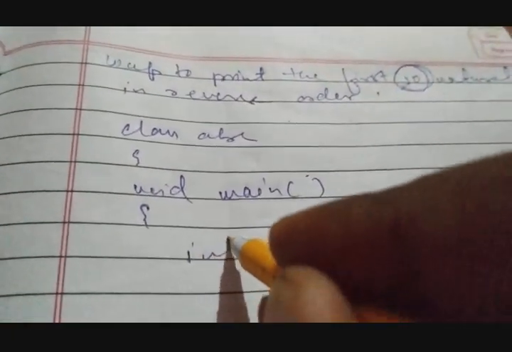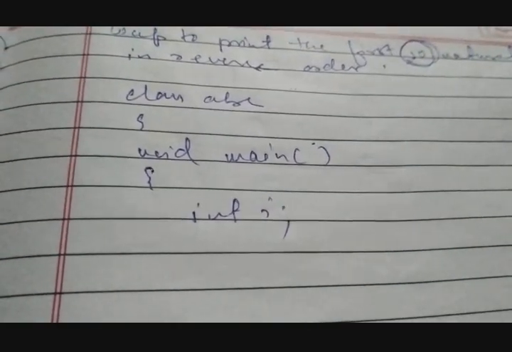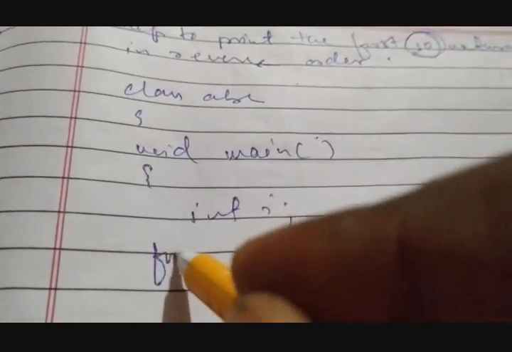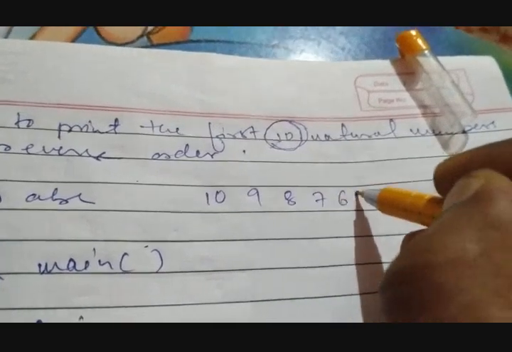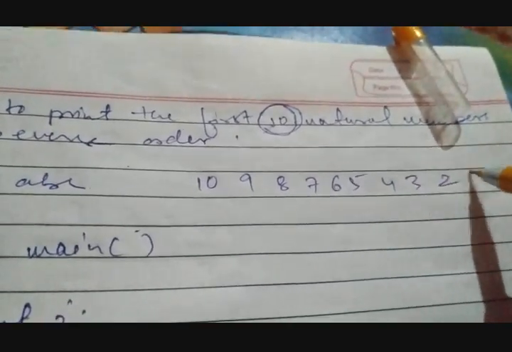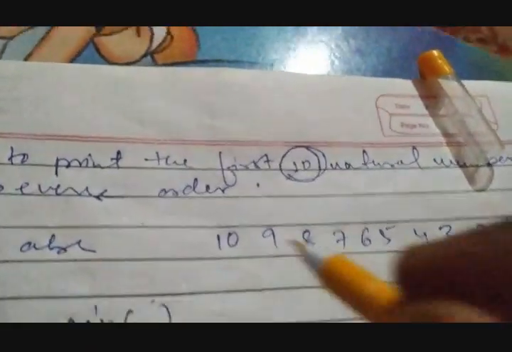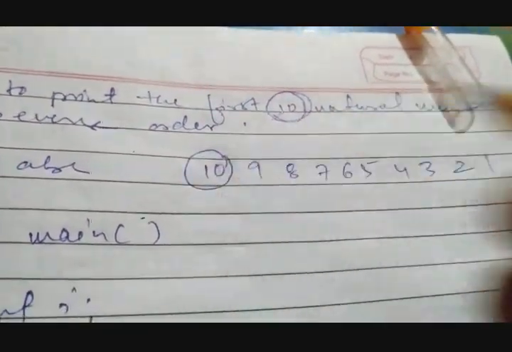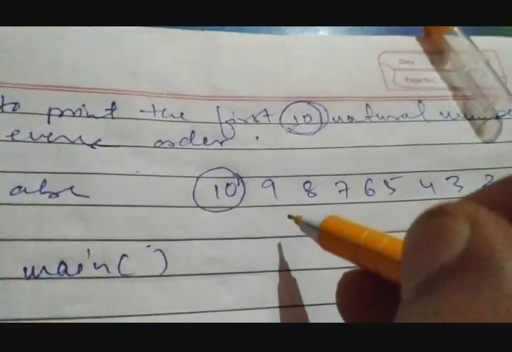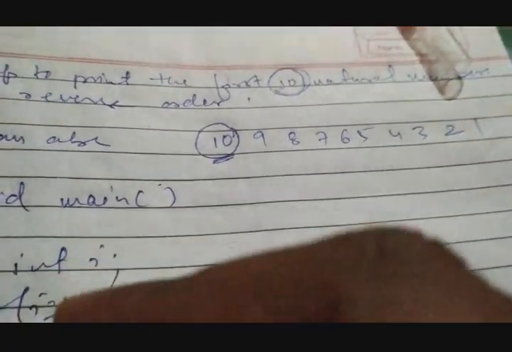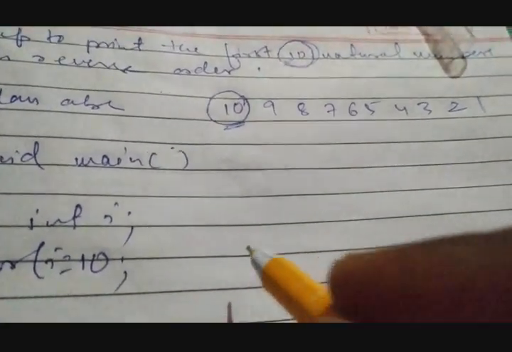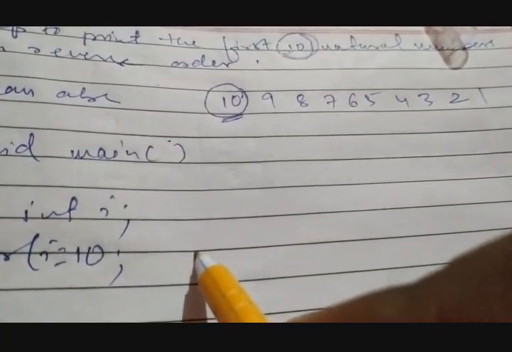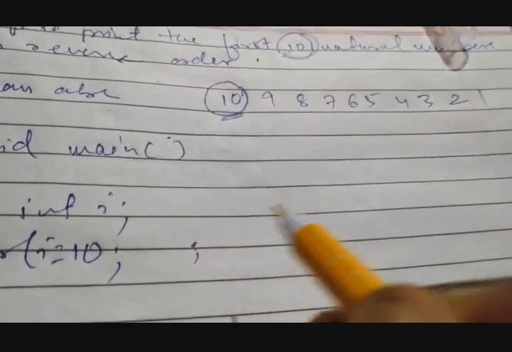So you need a loop with I. From where does the loop have to start? We need to print it like this: 10, 9, 8, 7, 6, 5, 4, 3, 2, 1. So the starting of my loop is 10, the initialized value from where the loop starts. Now we need to put a condition here.